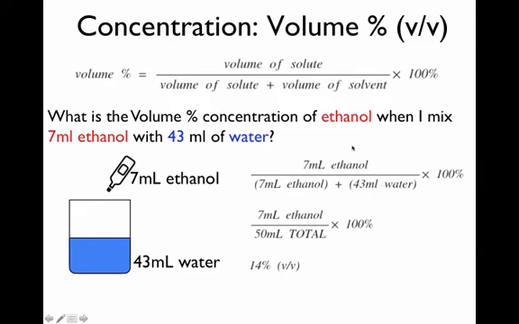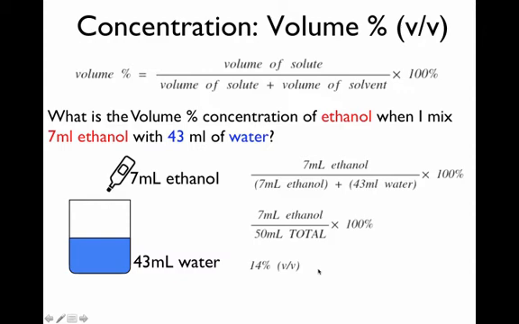And then this top number divided by the whole bottom number is multiplied by 100%. I'm simplifying the denominator here, so it's 7 milliliters of ethanol divided by 50 milliliters of the entire mixture. That's why I put total here. And then you multiply that by 100%. 7 over 50 times 100% turns out to be 14%.